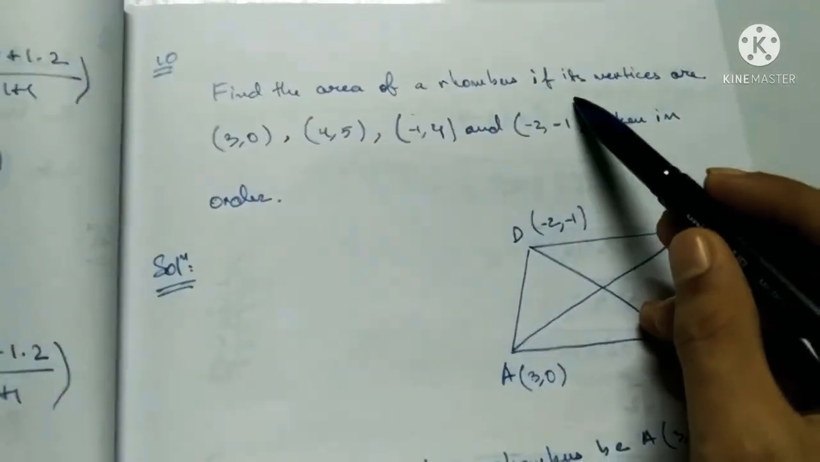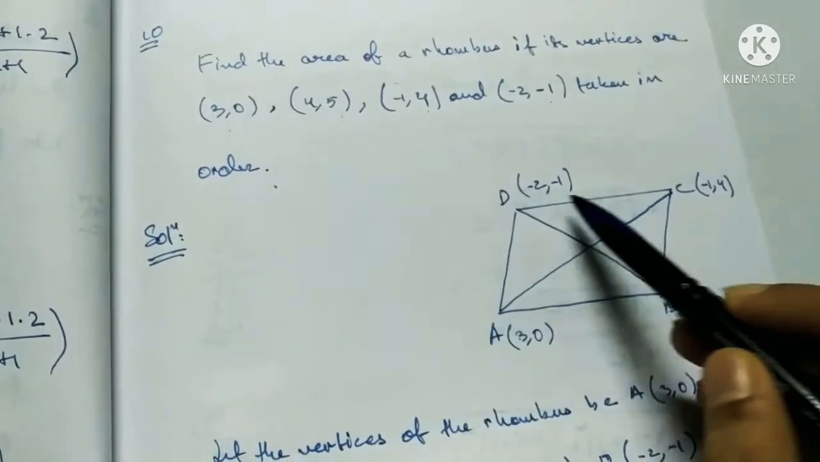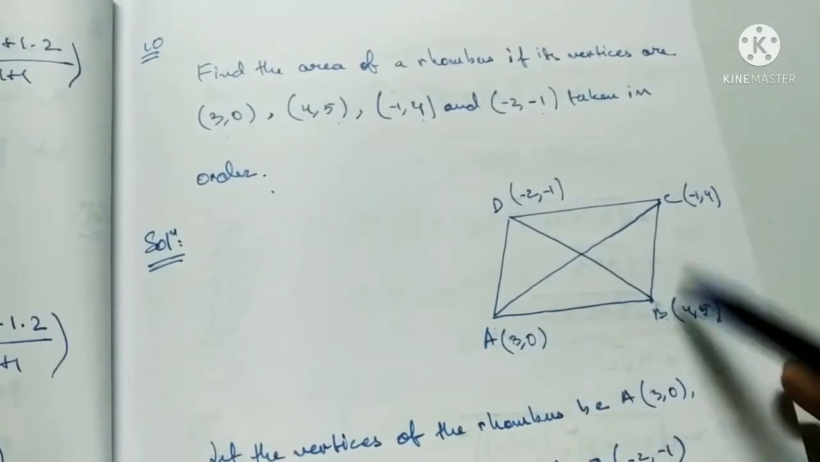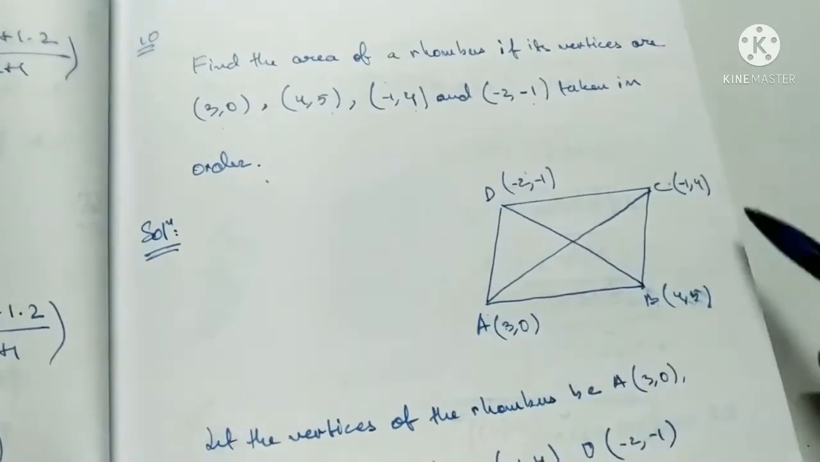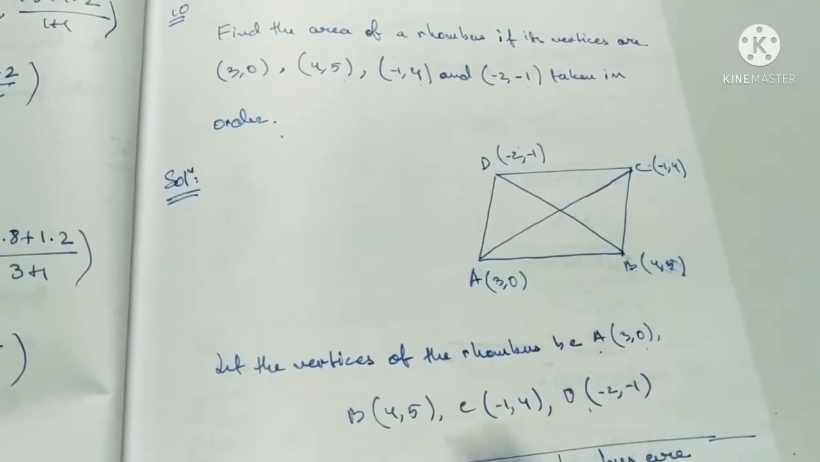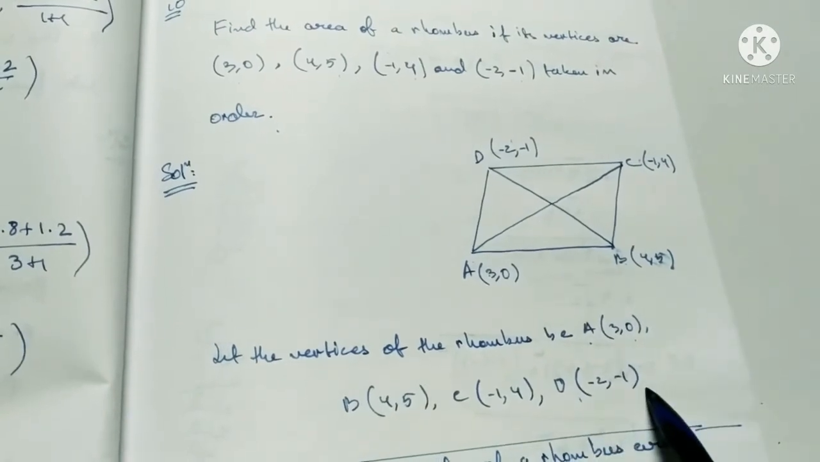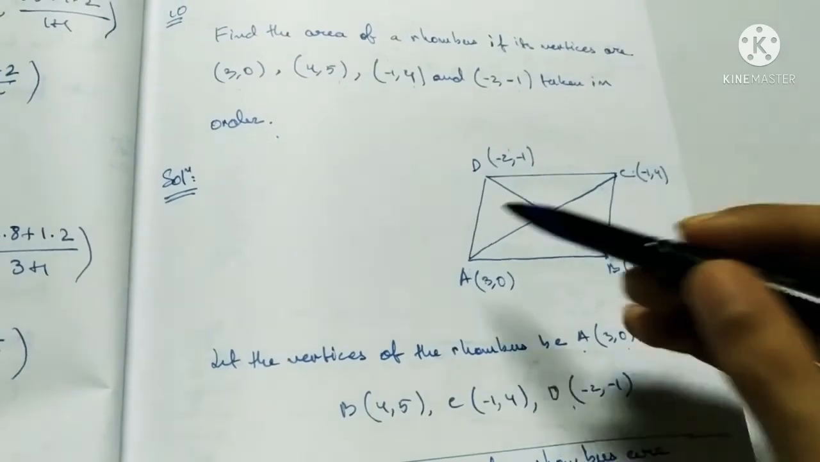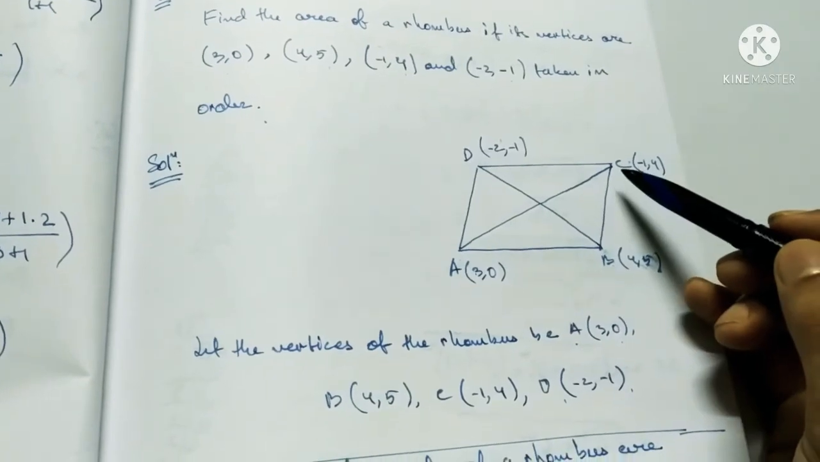So the last question is question number 10. Find the area of a rhombus if its vertices are this, this, this and this taken in order. So first of all I will draw this rhombus. Okay, I will name its vertices A, B, C, D and I will give this coordinates. Okay, let the vertices of the rhombus be A, whose coordinate is this, B, whose coordinate is this, C, whose coordinate is this, and D, whose coordinate is this one. I will draw the diagonals also. Finished.